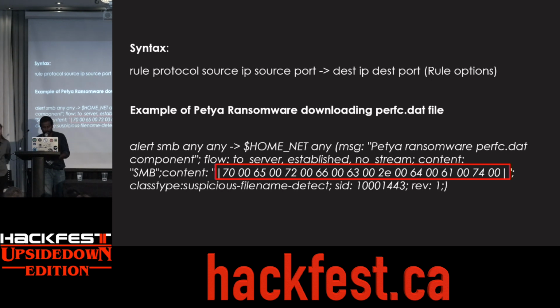When you look at the content, it says SMB, and the second one is a bunch of hex characters. What these hex characters transform to in ASCII is perfc.dat. So technically, when there's communication happening at the network level, it's going to check for any packet that has this content. If it has this content in the hex value, it's going to say, oh, I found this communication, and it's going to generate a detection to your IDS.